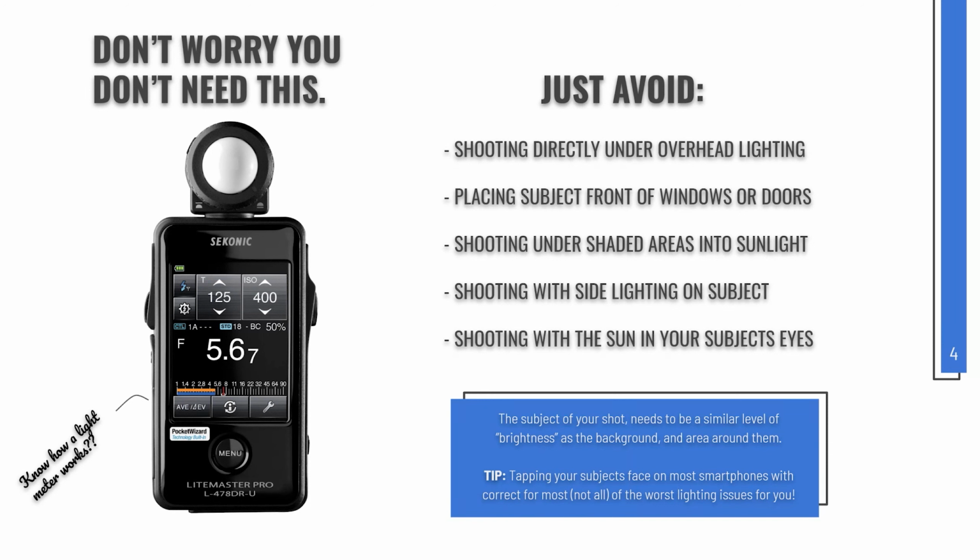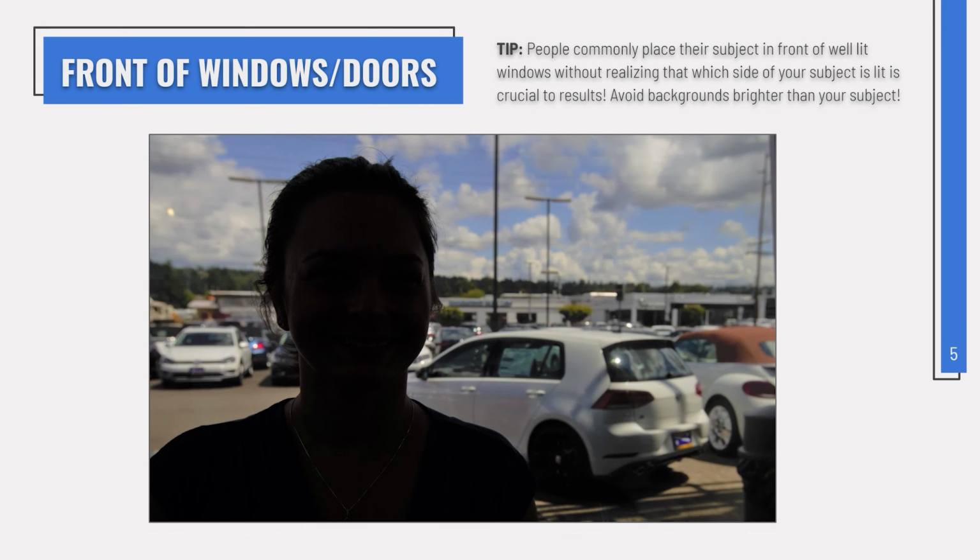So we're going to try to avoid shooting directly under overhead lighting, placing the subject in front of windows or doors where you get that silhouetted look, shooting under shaded areas, shooting with side lighting, which is really common, and shooting with the sun in the subject's eyes. We're going to go over these things really quickly and just try to move through this chapter, because there really is just one right way to do it. And if you just focus on that, you don't need to worry so much about making these mistakes.